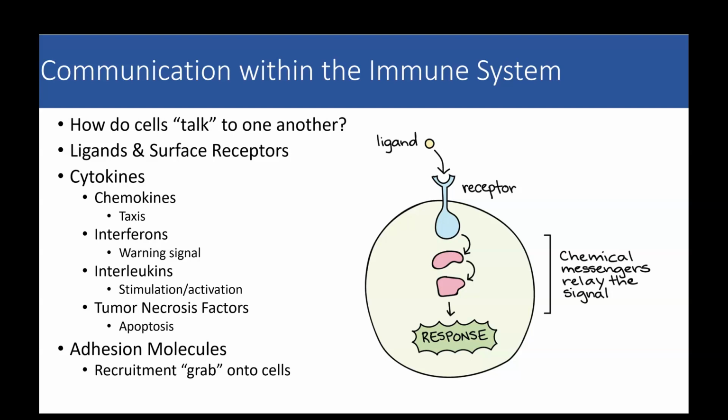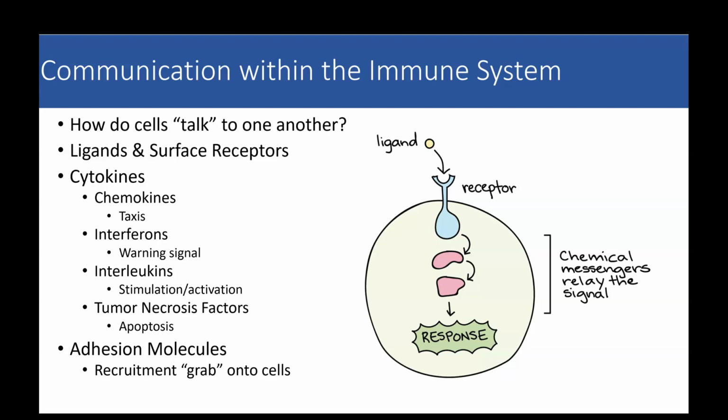But remember, they don't have eyes and ears. They don't have Twitter or whatever it might be. How do cells communicate with one another? Well, they do it through a very complex series of ligands and receptors.